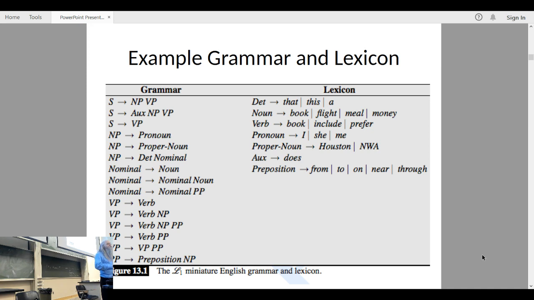I book. Yes, so that's I is a noun phrase. So the S goes to NP, the NP goes to pronoun, the pronoun goes to I, and then back to the VP, the VP expands to verb, and verb expands to book.